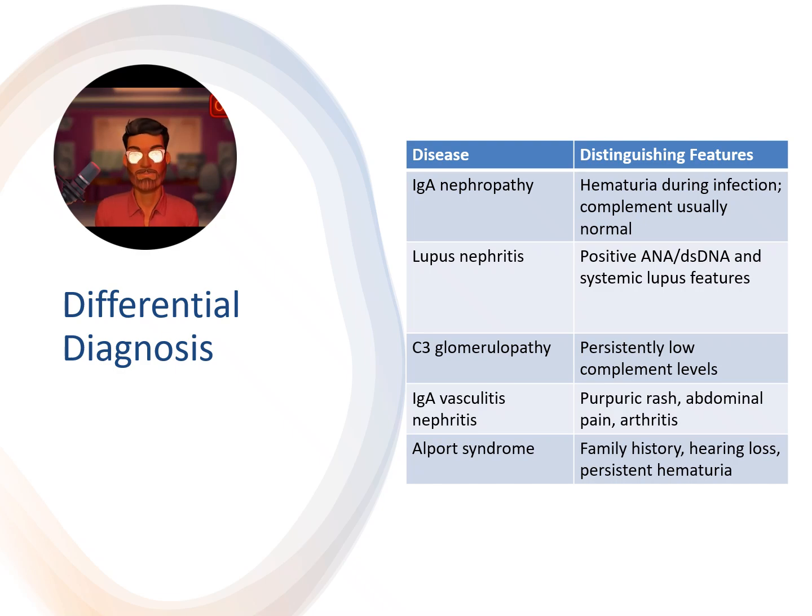Differential diagnosis includes IgA nephropathy, lupus nephritis, C3 glomerulopathy, IgA vasculitis, and Alport syndrome. In IgA nephropathy, the hematuria usually occurs during the infection, and complements are normal. In lupus nephritis, both C3 and C4 are low, as well as having other features, like a positive ANA and double-stranded DNA. And in C3 glomerulopathy, you usually have persistently low complement levels. IgA vasculitis comes with other things, such as a purpuric rash and abdominal pain. Alport syndrome usually has hematuria, proteinuria, family history, as well as hearing loss and vision loss, depending on the mutation.